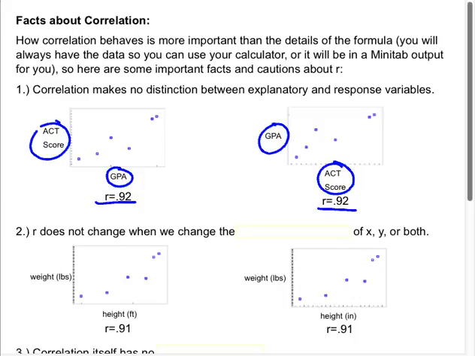So I could flip my axes. I could flip those two, the explanatory and response variables, and the correlation doesn't change. That strength of the line is still going to be exactly the same no matter which way I'm looking at it.